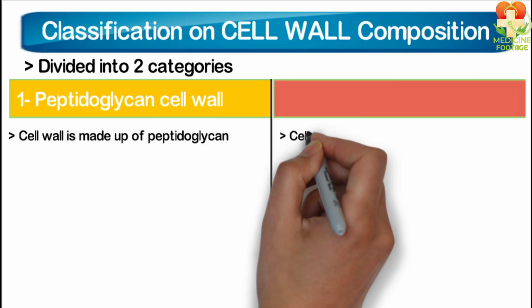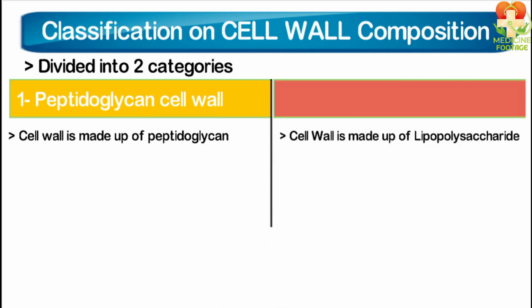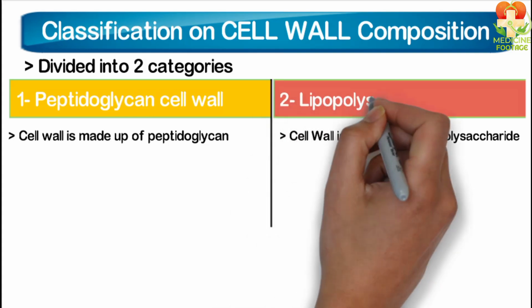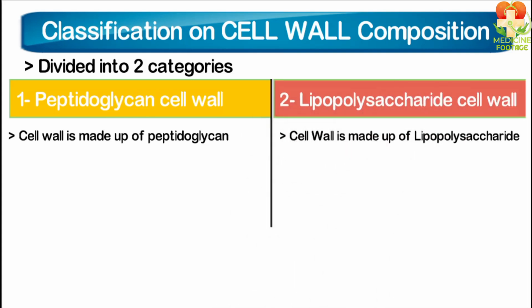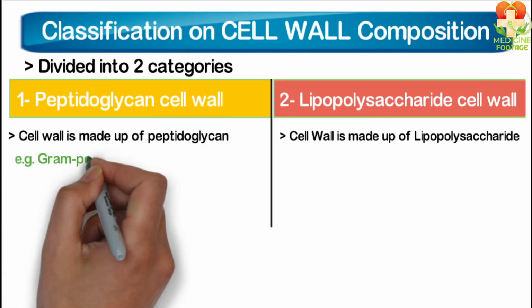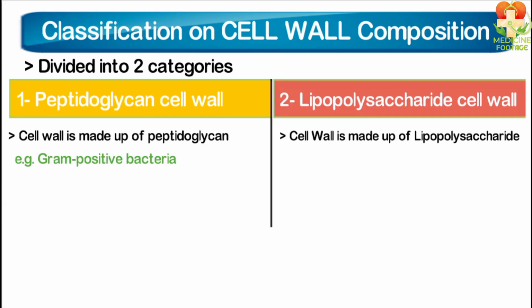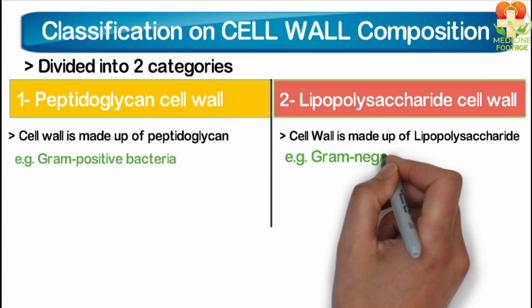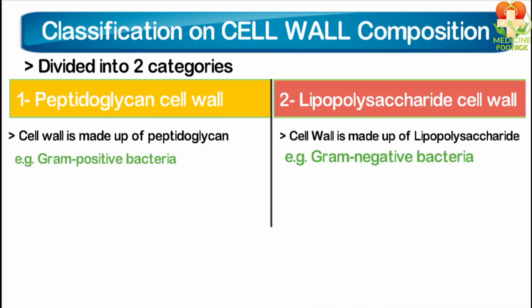Bacteria with cell walls made of lipopolysaccharides are called lipopolysaccharide cell wall bacteria. Now let's discuss examples of both these categories. Gram-positive bacteria come under the peptidoglycan cell wall. Gram-negative bacteria come under the lipopolysaccharide cell wall.